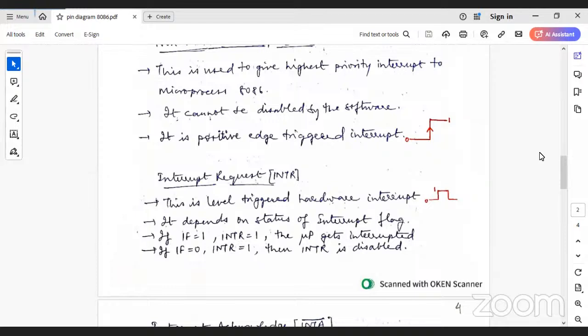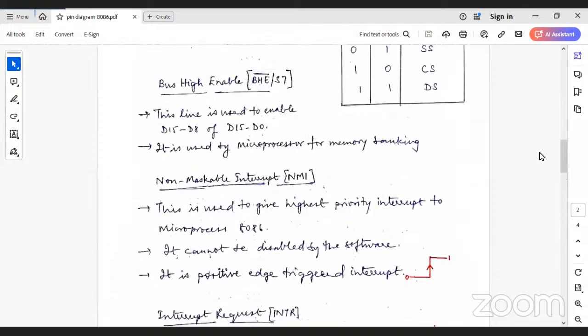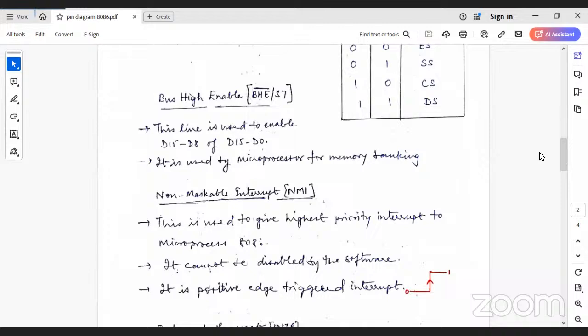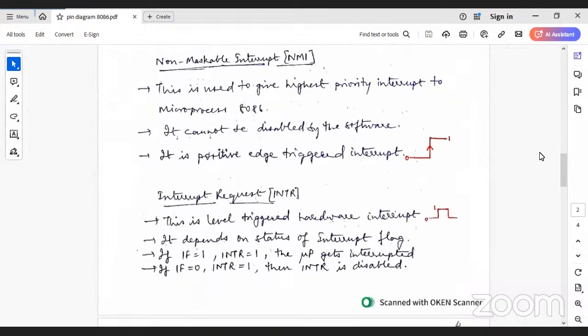So I told you in the beginning, S5 reflects, that is the status signal. It reflects the IF flag register. So now you can see how your interrupt flag register will be used. So it depends upon the status of the interrupt flag.